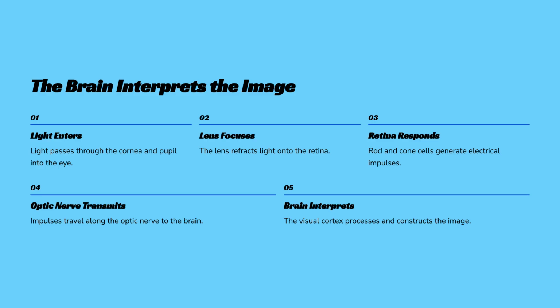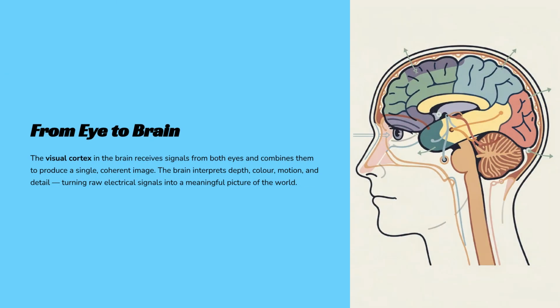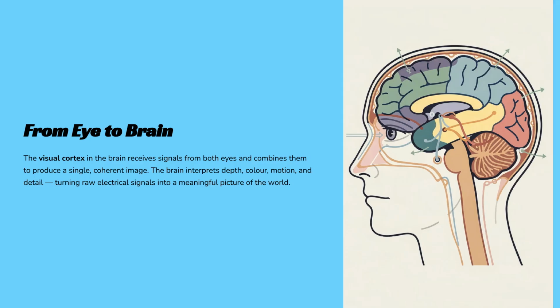The light journey begins as light enters the eye, focuses on the retina, and generates impulses. These travel via the optic nerve, where the visual cortex processes and constructs the image. The visual cortex in the brain receives signals from both eyes, combining them into a single, coherent image. The brain interprets depth, color, motion, and detail, transforming raw electrical signals into a meaningful picture.